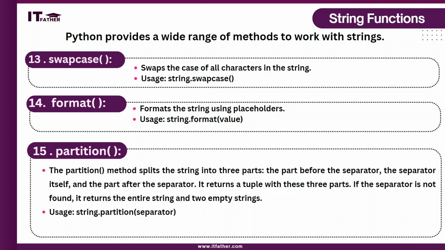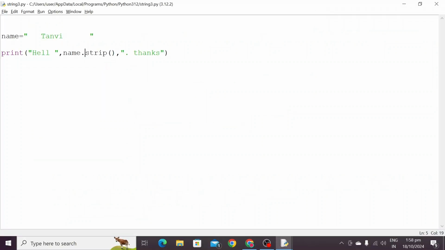So swapcase function swaps all the cases of all the characters in the string. Just like if it is in uppercase, then it will be converting to lowercase, and if it is in lowercase, then it will convert to uppercase. So for example, in this string Tanvi, T is capital, rest all are small, right? So swapping means T will be small, rest all will be in capital letters.